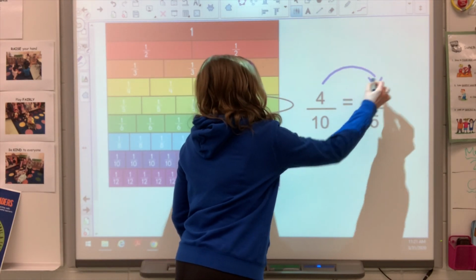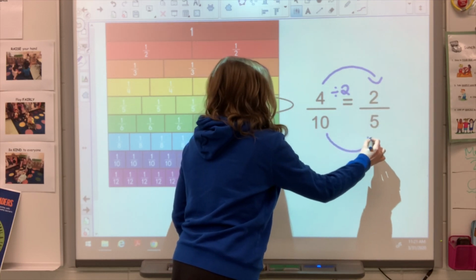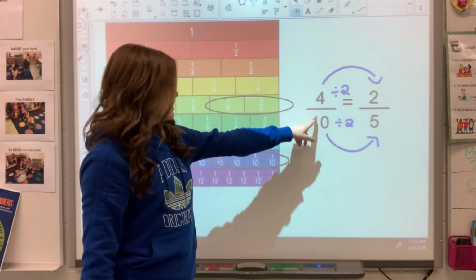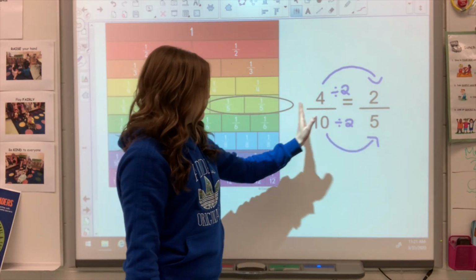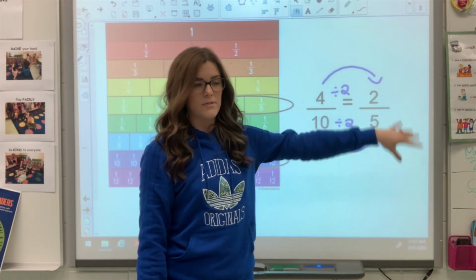What did I divide by? We all know that 4 divided by 2 is 2, and whatever we do to the top number, we have to do to the bottom number, okay? So 10 divided by 2 is 5. So we had to divide both the top and bottom by 2 in order to get our equivalent fraction.